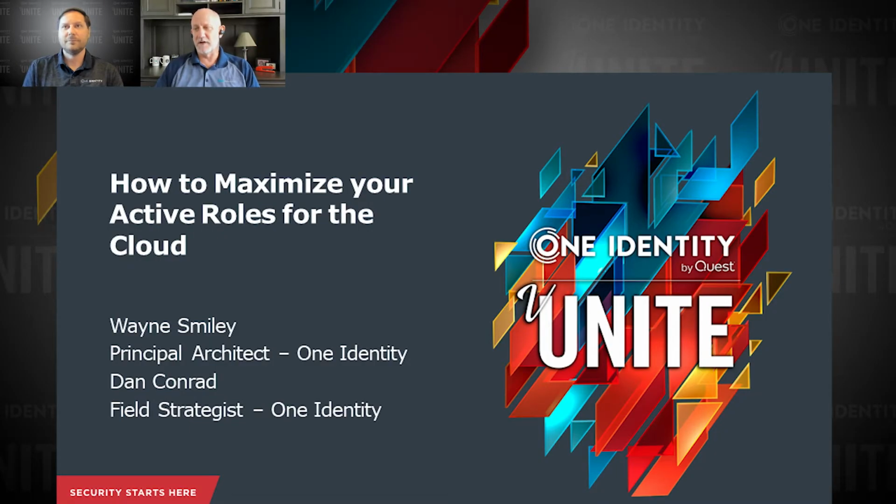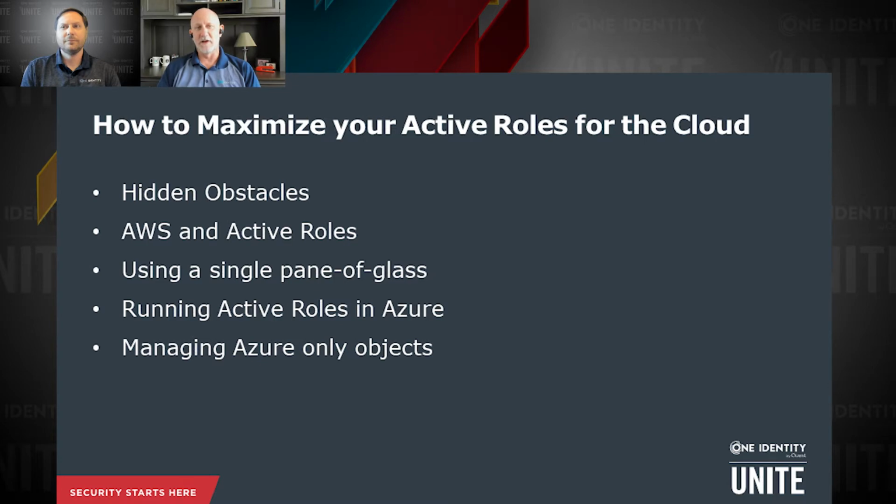So today Wayne's going to do a lot of talking and discussing some of the new features and functionality, but we're really going to be focusing on maximizing Active Roles for the cloud. Most of you already know what Active Roles is, and it's been used for years on-prem, but as you expand your footprint to the cloud, we're going to address some of those ways that it can be used and things to look out for, like hidden obstacles. Then we're going to compare the major cloud providers, AWS and Azure, and talk about single pane of glass and how to run Active Roles in Azure. And one of the new features that Wayne's going to go into in detail is managing Azure-only objects.